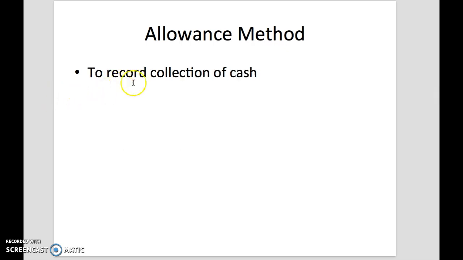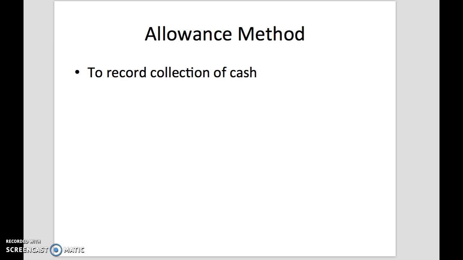Now, let's say your customer decided to pay. To record the collection of cash, it's not written here, but I'll say it: we will debit cash to record the increase of cash, and then we will credit accounts receivable to decrease accounts receivable and to recognize that we have already collected from that customer.